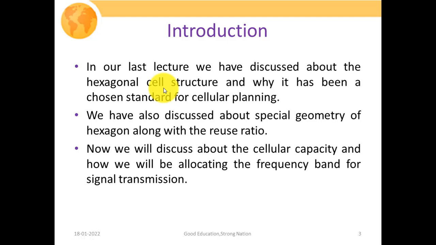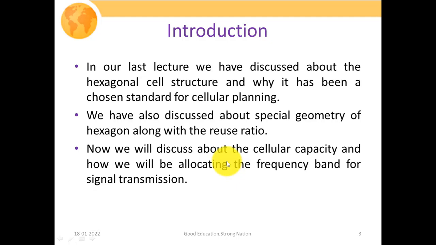So in our last lecture we discussed the hexagonal cell structure and why it was considered the standard for your cellular planning. Then we also discussed the spatial geometry of your hexagon, where we discussed the axis transformation from UV axis to your XY axis. We basically discussed that this hexagonal geometry helps us evaluate or calculate the co-channel cell distances in terms of integral multiples of your cells.